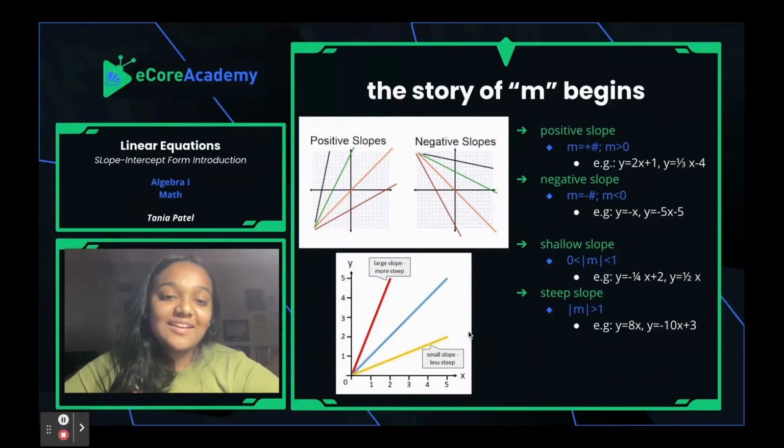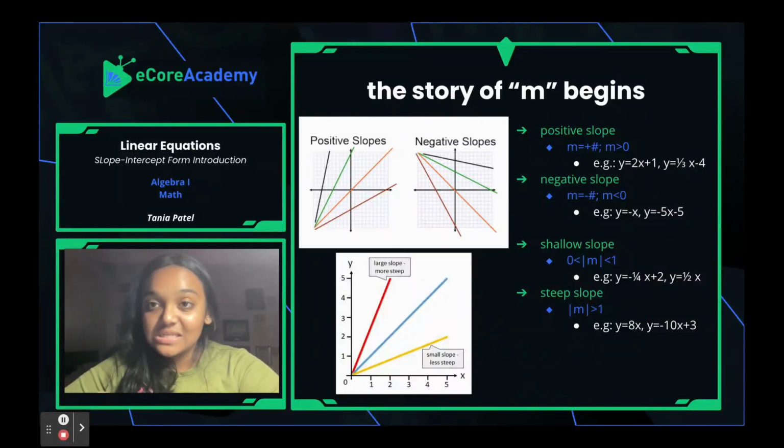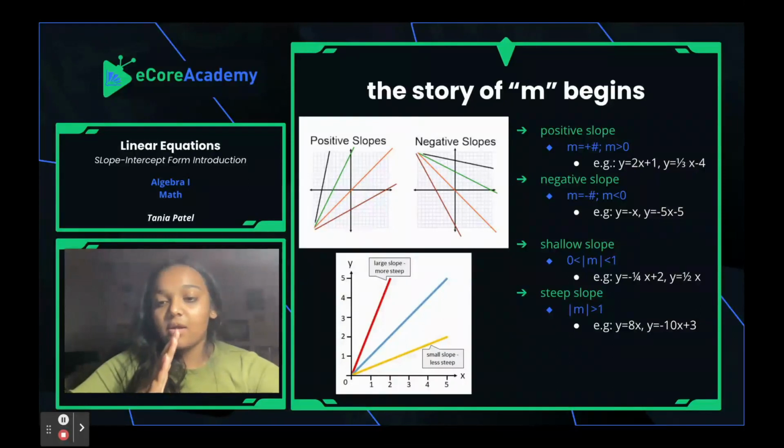And then the opposite of that will be the steep slope. The steep slope is when the absolute value of M is greater than 1. Again, it's not equal to 1, but it's greater than 1. So in the example equation y equals 8x, the slope is 8, and it's a positive 8. But regardless, the absolute value of 8 is 8. And since 8 is more than 1, not equal to 1, but more than 1, it will be a steep slope. When it's steep, it's a little bit higher, where I think we all know what that means.